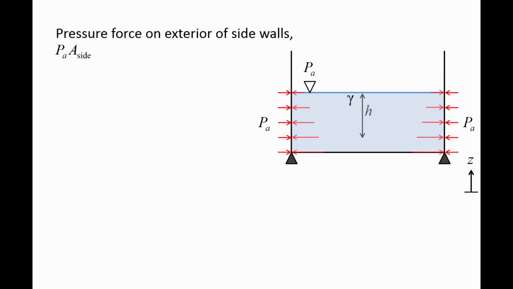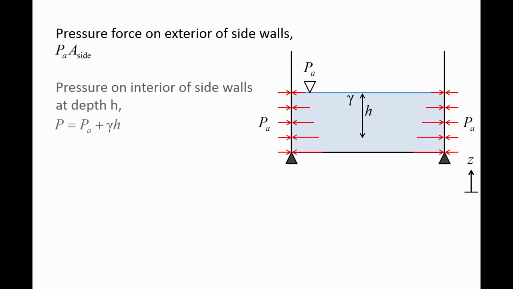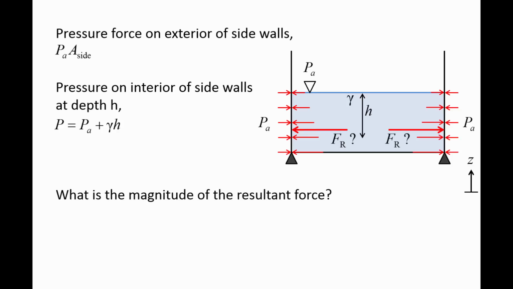However, on the interior of the side walls, the pressure increases linearly with depth. At a depth h, the pressure is the atmospheric pressure plus gamma h. We want to determine the magnitude of the resultant force caused by the fluid pressure on the side walls.